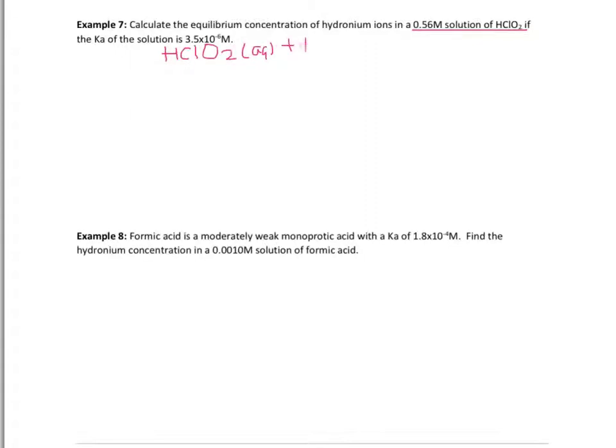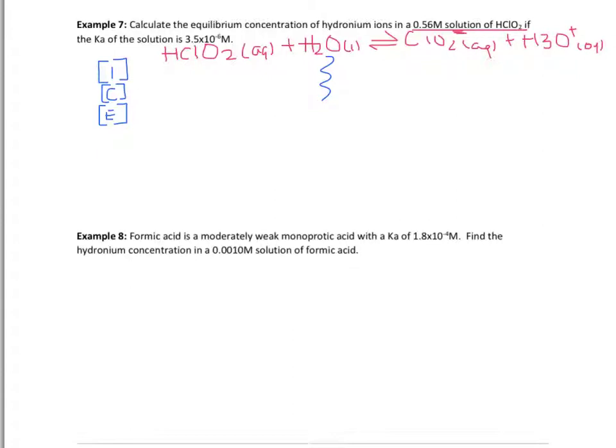HClO2 plus H2O, equilibrium arrows, ClO2 negative plus H3O positive. The negative sign there. We set up our ICE table. Water still not included, it's still a liquid.